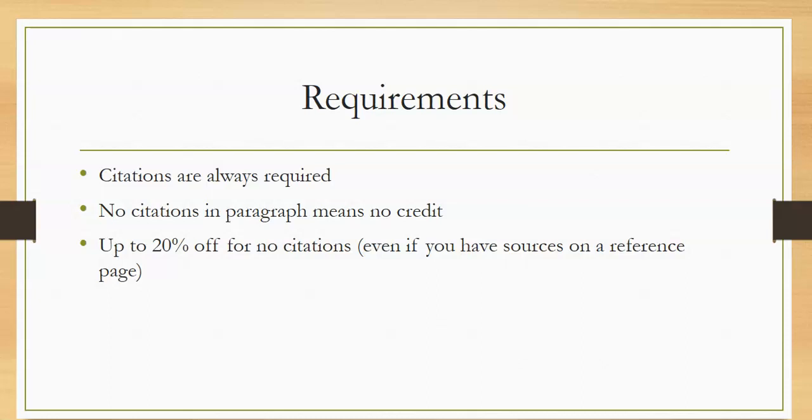So you might have a list of sources in the reference page, but if you didn't use that source and cite it in that paragraph you wrote, there's no credit. You can earn up to a 20% point deduction if you don't cite at all. So if there's minimal citing, you might even still have 20% because the majority of the essay probably has no citations. So you have to cite and put the source in the reference.